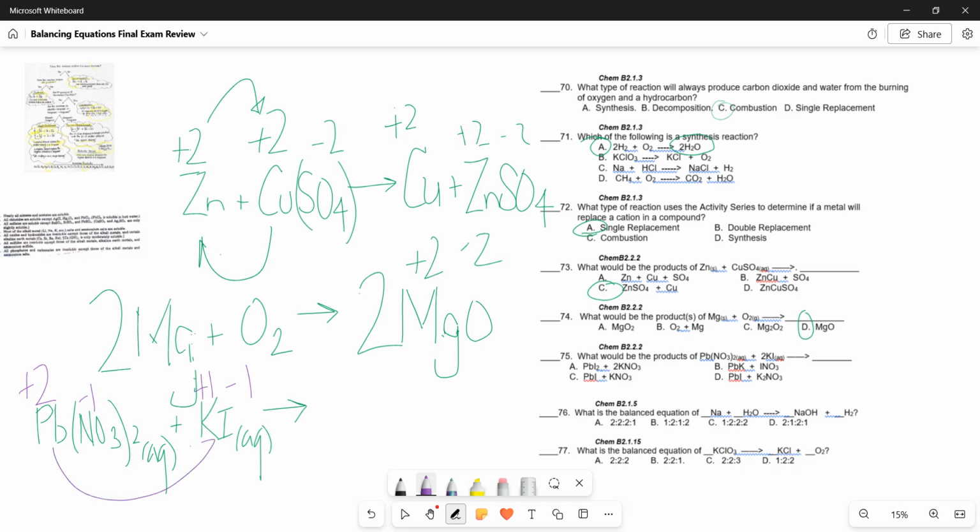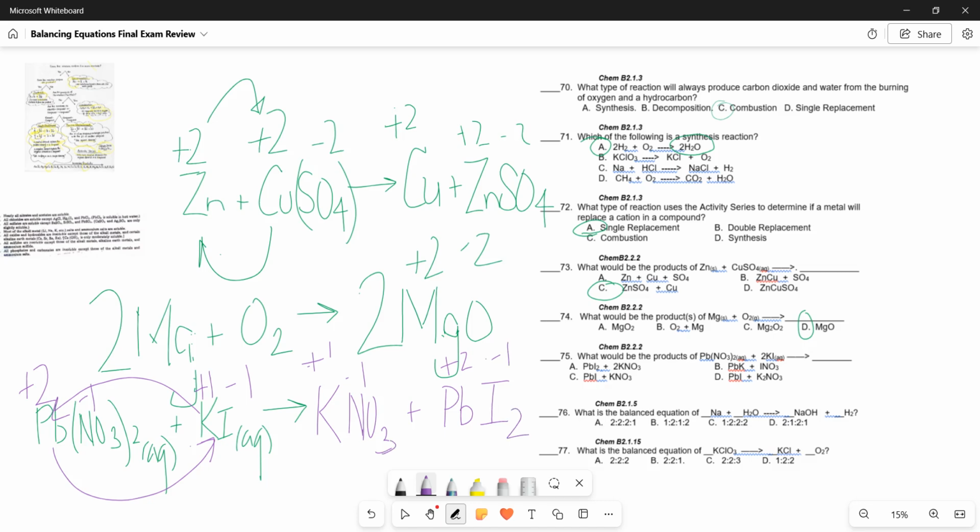And so lead and iodine are going to replace each other, and this only happens if they produce a precipitate, or something that is not soluble. And we're going to look at the solubility rules here in a minute. So the potassium wants to pair with the nitrate, and we need to check the charges. This is a +1 and this is a -1, and so that's going to be 1-to-1. And then the lead wants to pair with the iodine, and this is a +2, and this is a -1, so we need to bring a 2 down here.